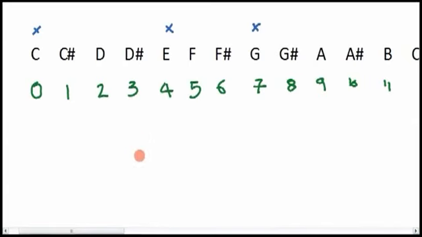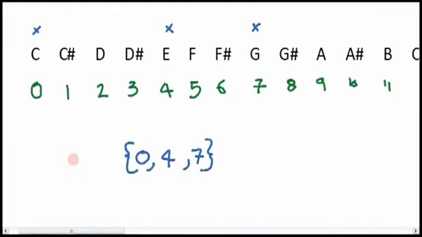Well, it seems as if we could write this down. I'm going to use a curly bracket to gather these things together. We could write this down as C is 0, E is 4, and G is 7. So it seems to me that I can write a C major triad as {0, 4, 7}.